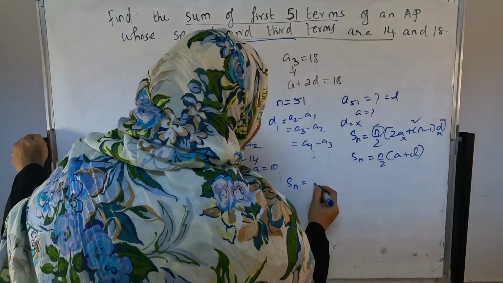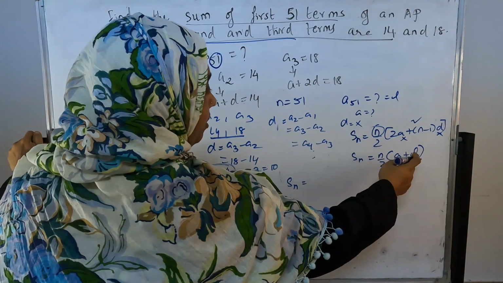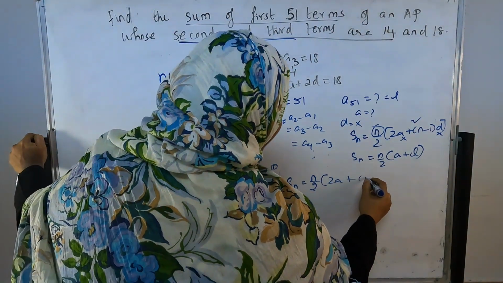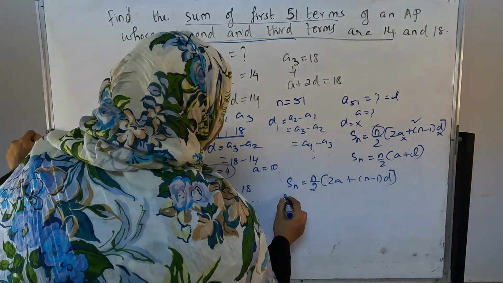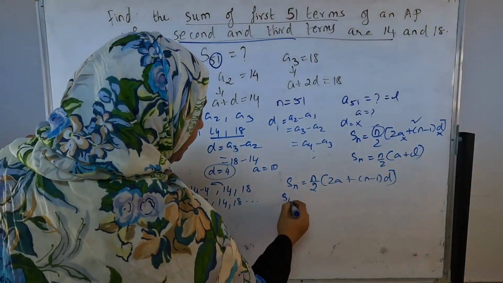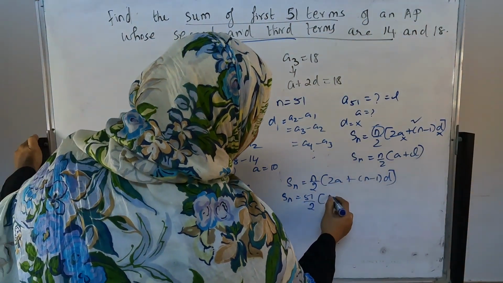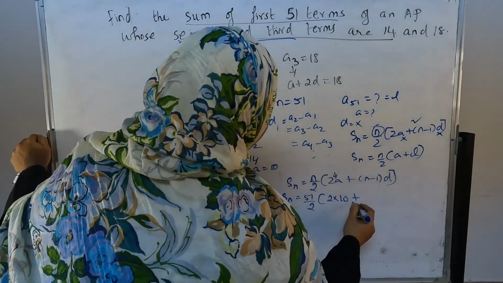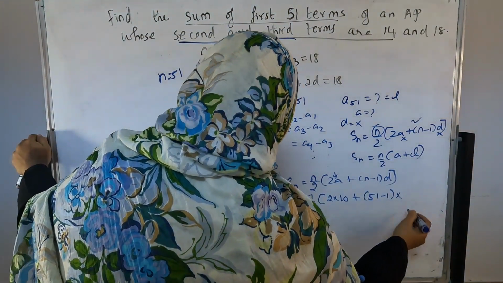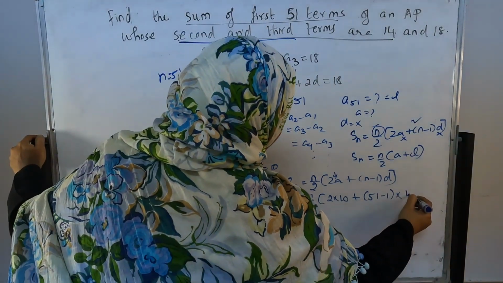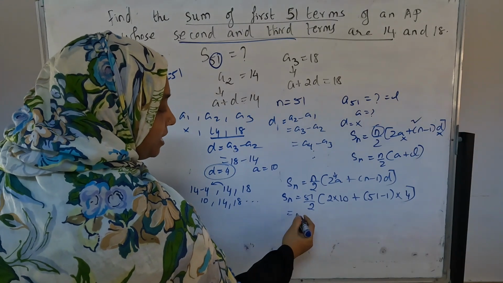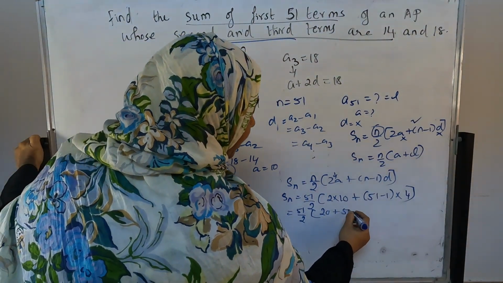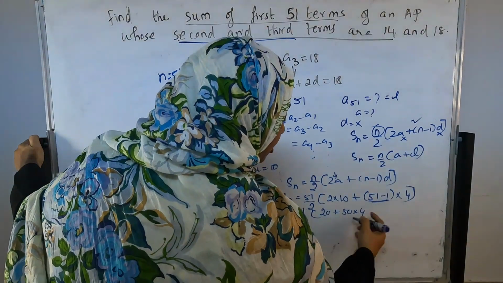So what is Sn? This formula is enough for us because L we don't know. So we will use Sn equals n by 2 into 2A plus n minus 1 into D. So S51 is 51 by 2 multiplied by the bracket. A is 10, n minus 1 is 51 minus 1, D is 4. This cannot cancel, so retain it: 20 plus 50 into 4.